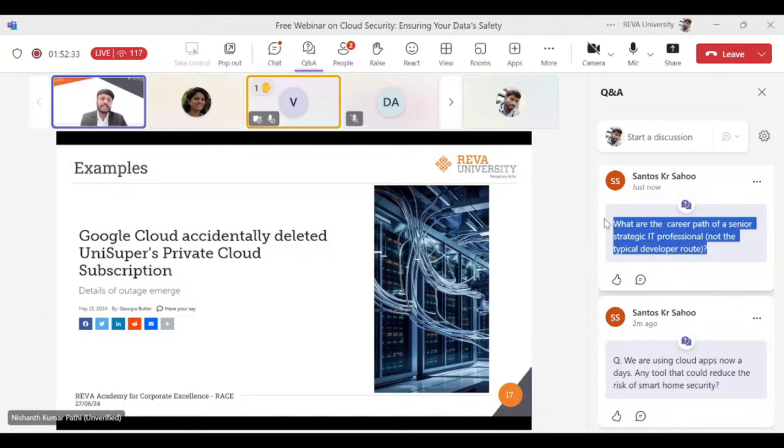Again, as I said, it comes with cost. See, if you want 99.99 availability, it comes with a cost. If you want 99% availability, it comes with a certain cost.